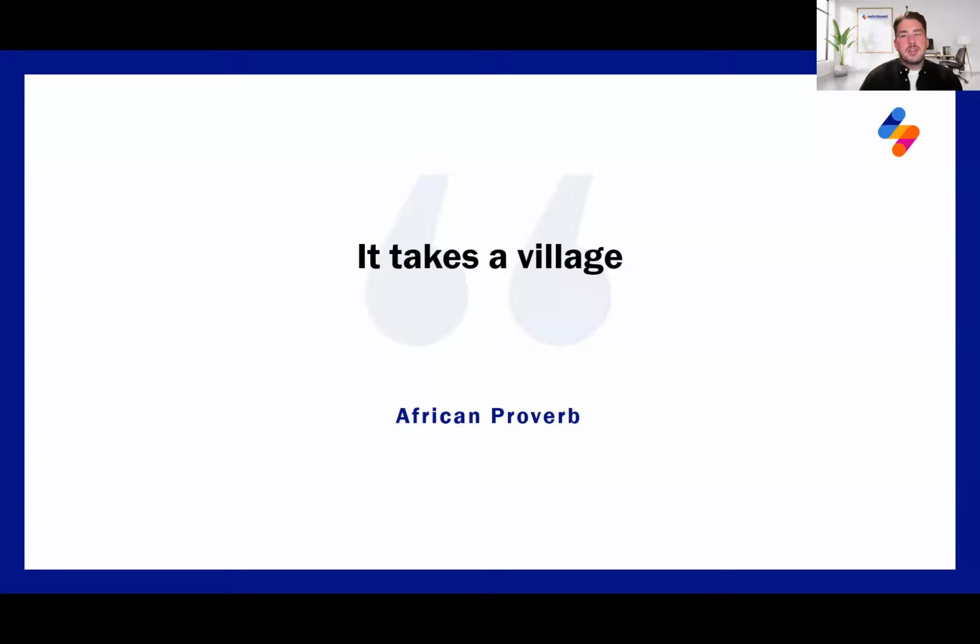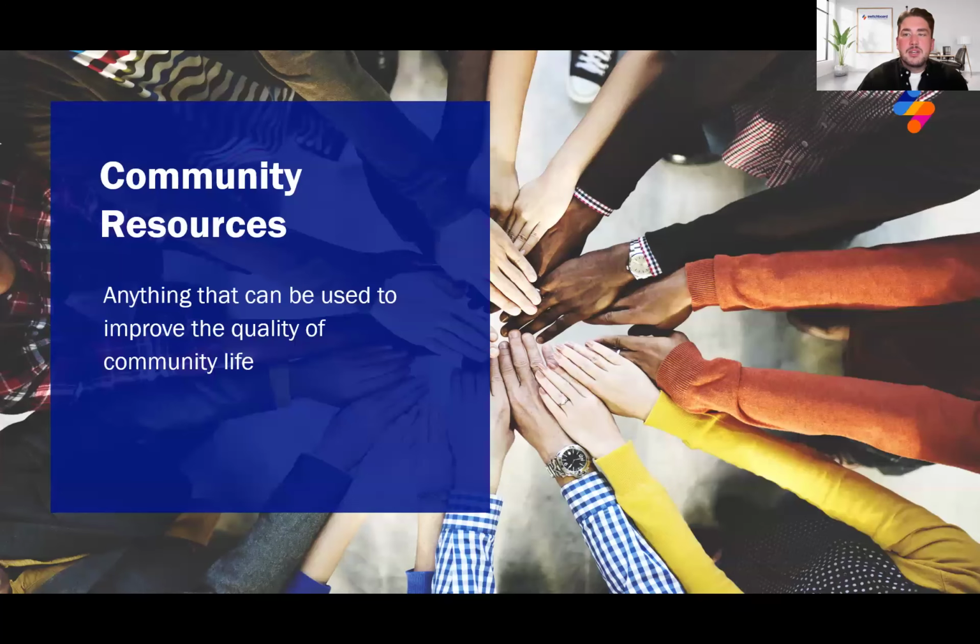But what are community resources? Broadly speaking, community resources are anything that improves the quality of community life. That's a really wide definition on purpose, because when we're talking about supporting newcomers, resources aren't only formal services like clinics and schools. They can be informal, community-driven supports as well, like a retired neighbor, for example, who helps translate, or a small business that donates space for classes.